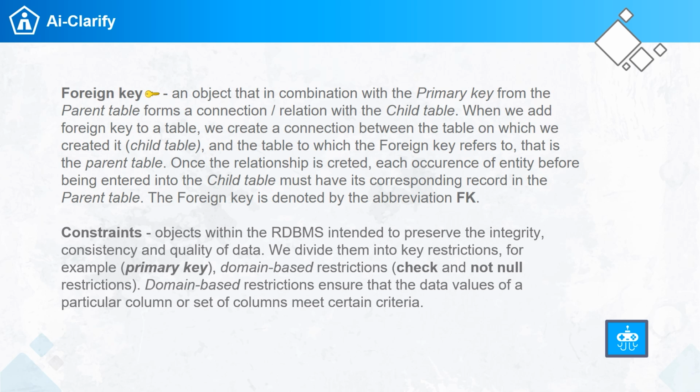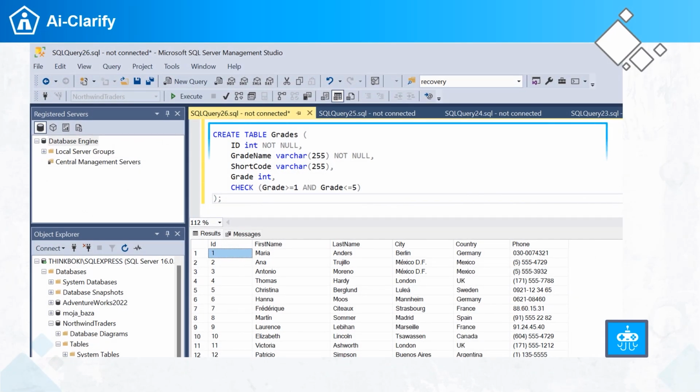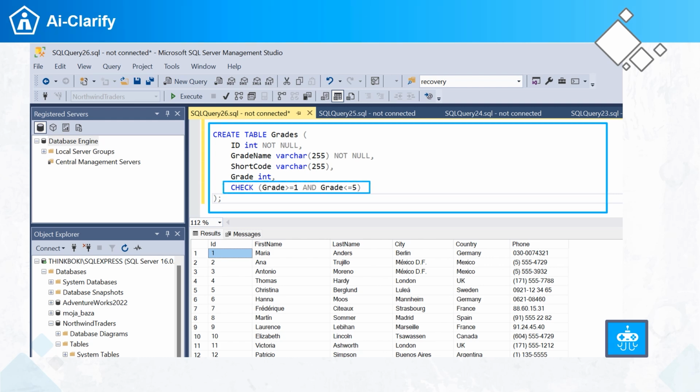These are restrictions that we divide into several groups, so we have restrictions based on keys, for example, primary key, and restrictions based on the domain, for example check, and not null restrictions. Domain-based restrictions ensure that the data values of a particular column or set of columns meet certain criteria. Thus, for example, for information containing grades of a student's exams, it is possible to define a check constraint that will allow the entry of values only from 1 to 5. This eliminates the possibility of entering incorrect data, for example grade 6. The restriction is active when entering new as well as when updating the existing data.